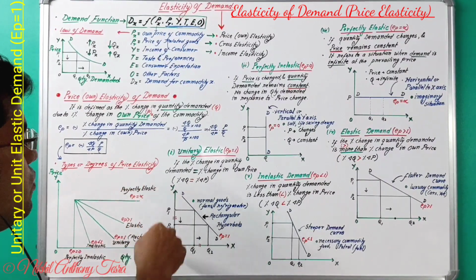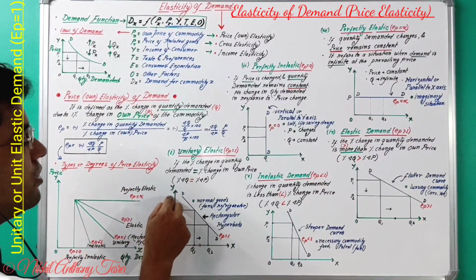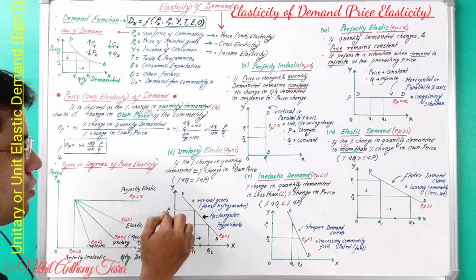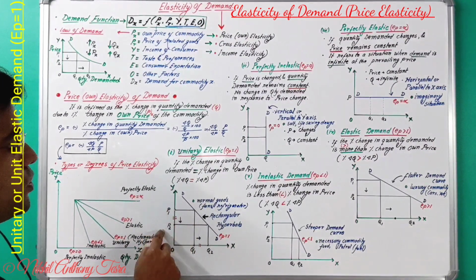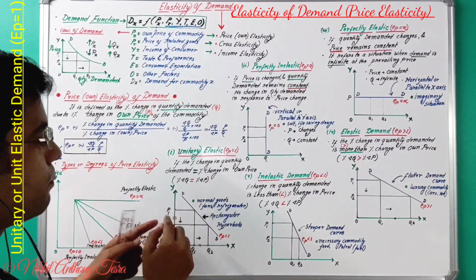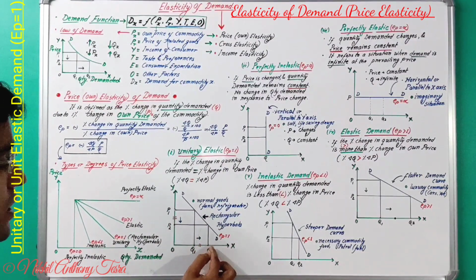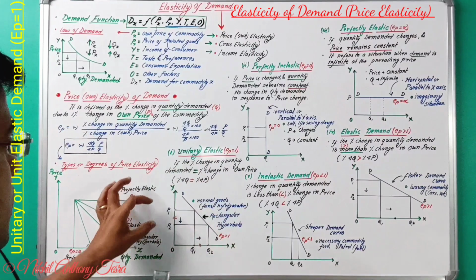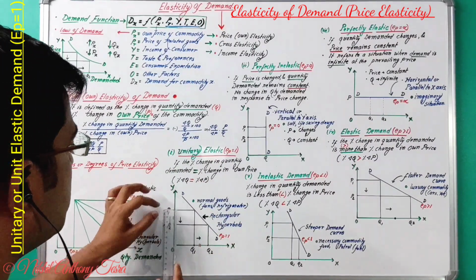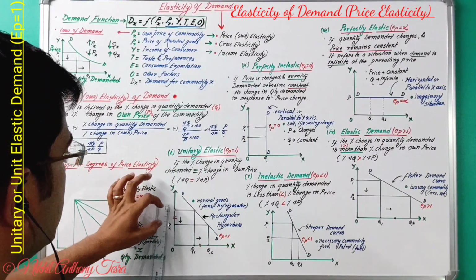You can take price 2 anywhere. You can increase the price or decrease it. I have decreased the price from OP1 to OP2. Anywhere we can take P2. But while incorporating quantity 2, you need to remember the change in price is this much. In our example, it is 3 centimeters.